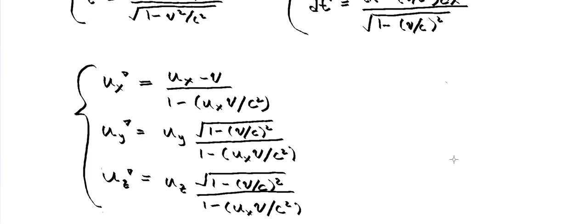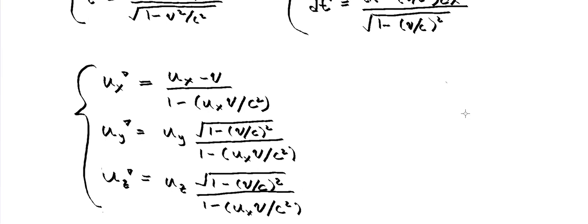Similarly, uz prime looks a lot like our uy prime, just subbing out z's for y's. uz prime is equal to uz times the numerator square root of 1 minus v squared over c squared, divided by the denominator 1 minus quantity ux v over c squared.